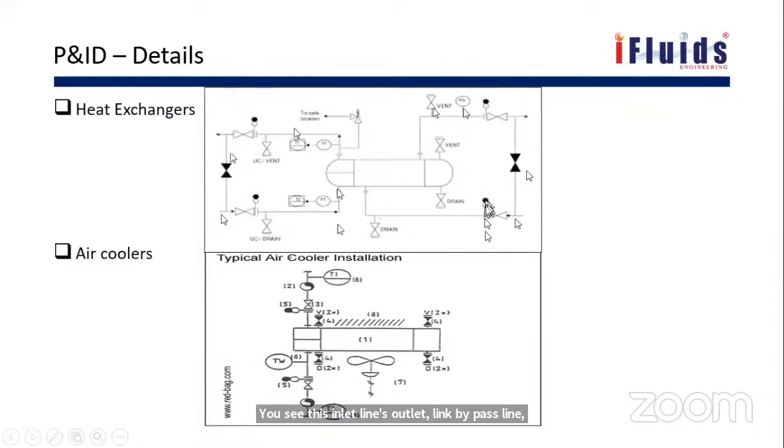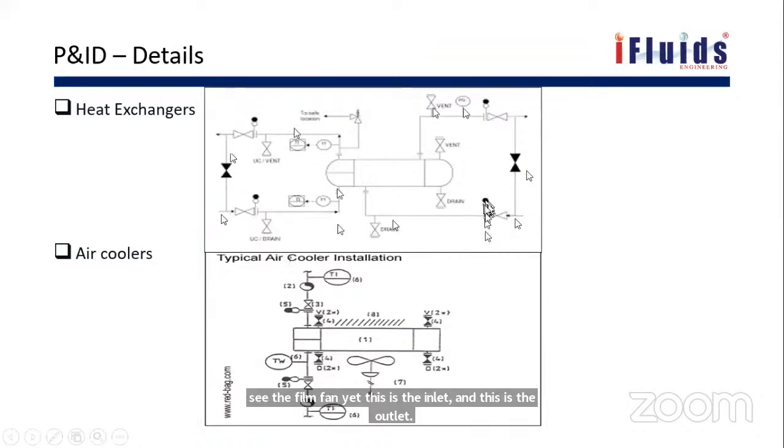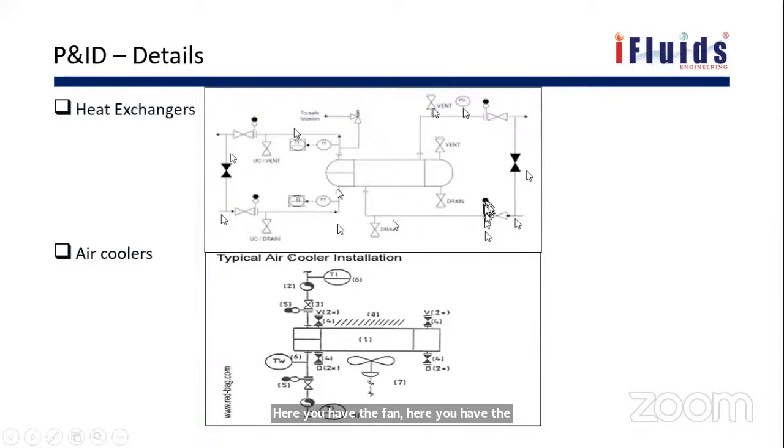Air coolers. Typical air coolers. You see the fin fan here. This is the inlet and this is the outlet. Here you have the fan. Here you have the louvers. You have the vent lines. You have the same, in line with the heat exchanger, you can see the inlet and outlet valves with blind shown. Blind condition shown, whether it is open or closed. So this is how air coolers are represented.